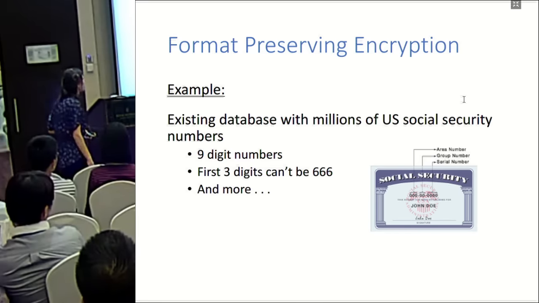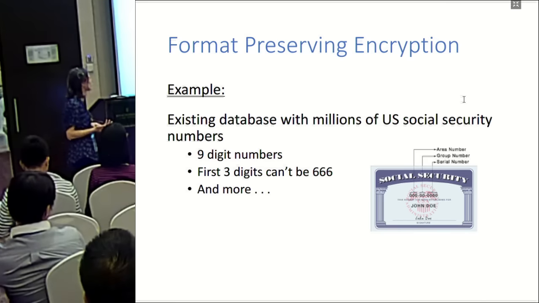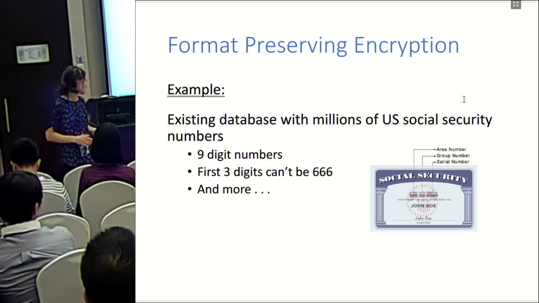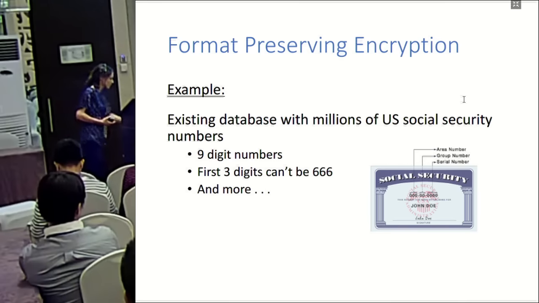And this data that you have has some special conditions. For example, Social Security numbers are 9-digit numbers, and there are some restrictions. For example, the first 3 digits can't be 666, and there are all kinds of other restrictions associated with this data.